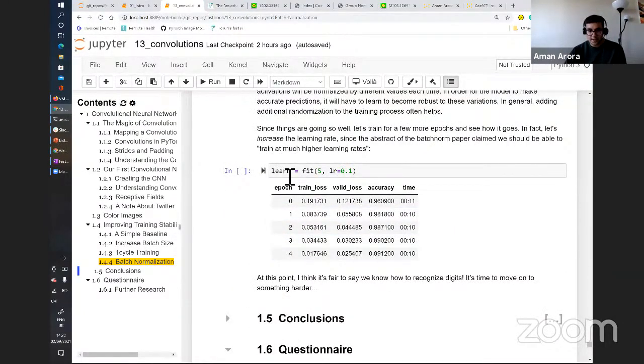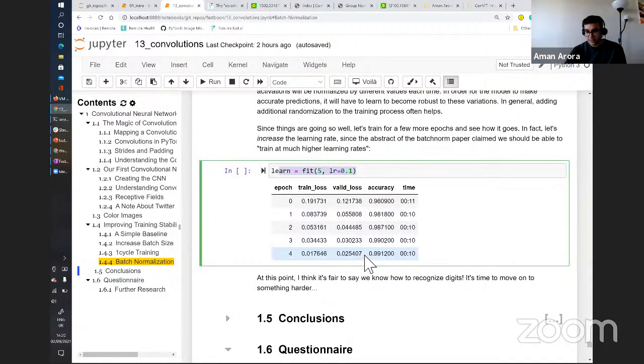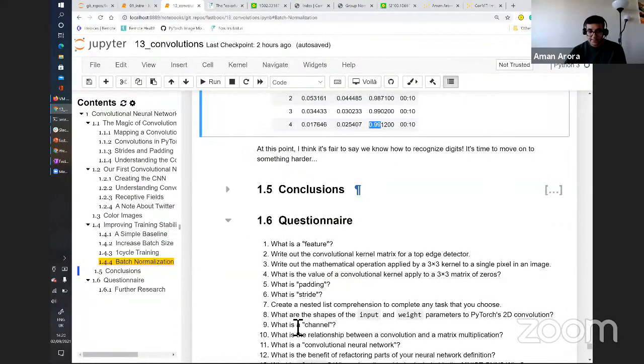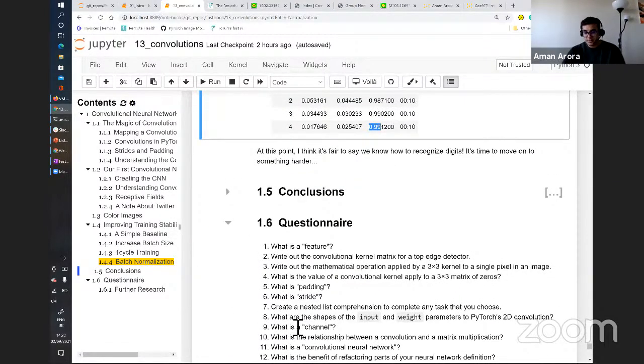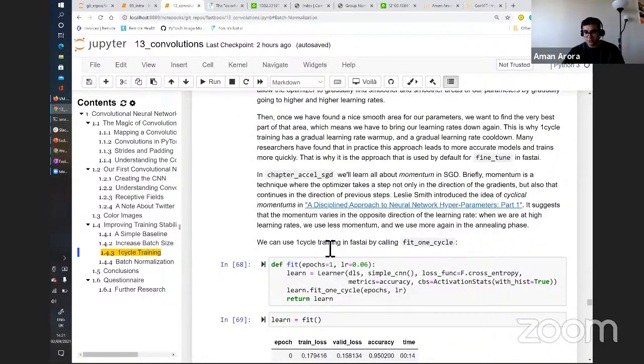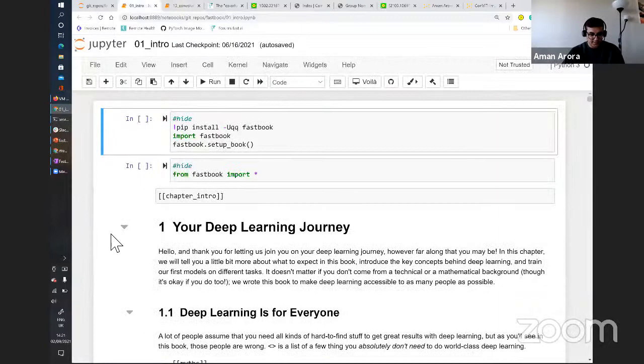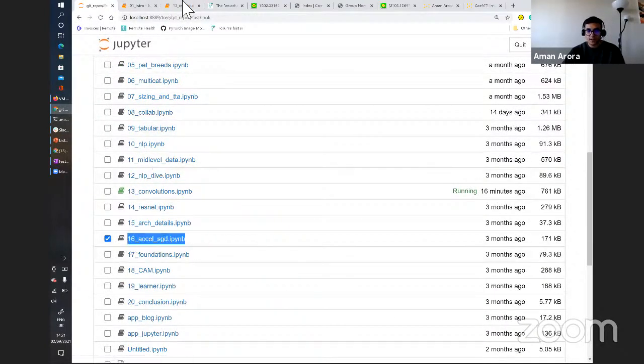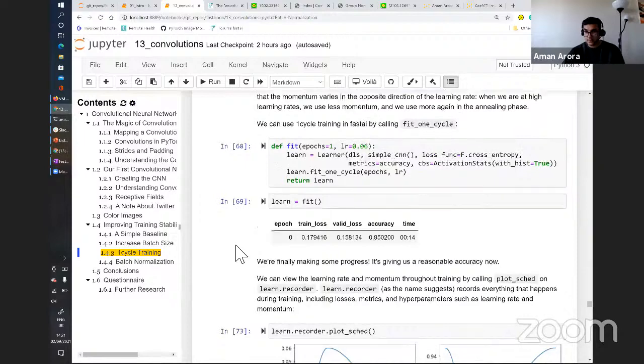So you can see, when we added batch normalization, we of course trained for more epochs, and we got to that point of 0.99, or 99% accuracy, on the MNIST data set. So for this week, what I would recommend everybody do is this: there were quite a few research papers mentioned in this chapter 13 on convolutions. There was one by Leslie Smith, the super-convergence one. I think there was one about momentum. I haven't really told you what momentum is. That will come in chapter 16, so we will cover momentum next week.